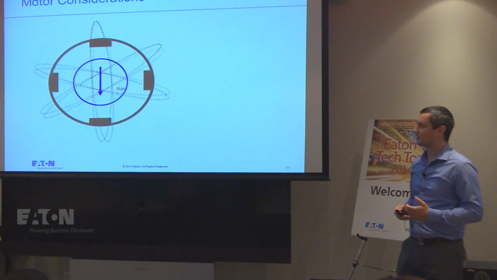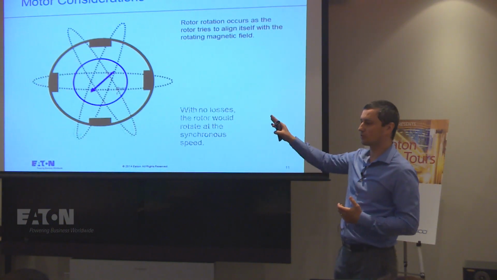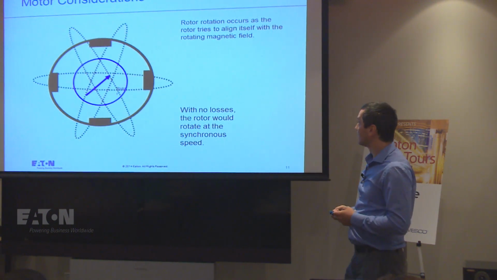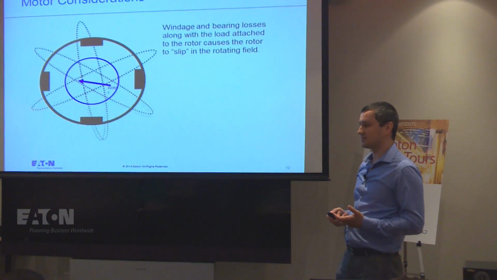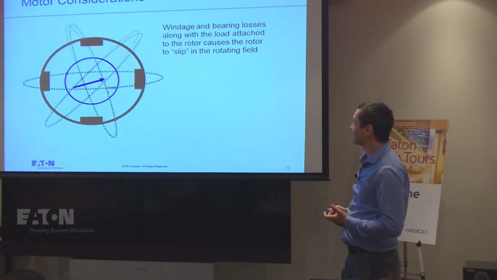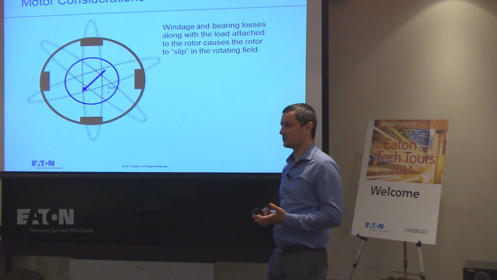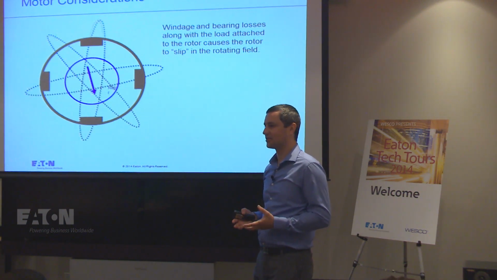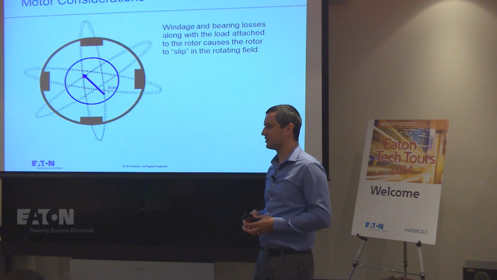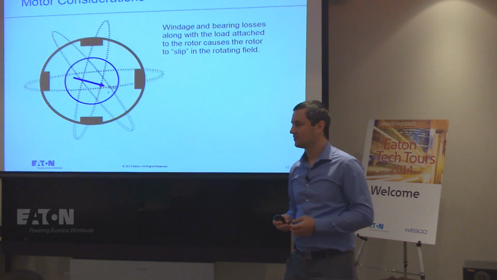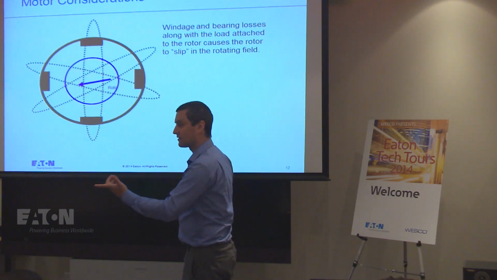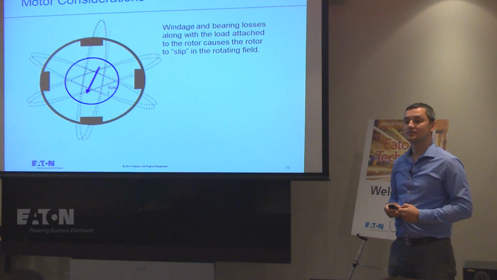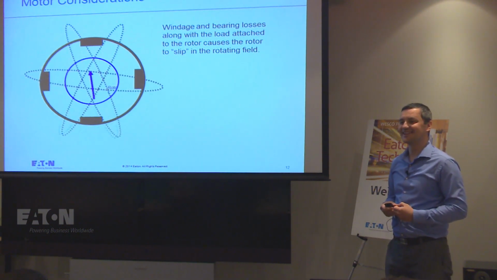Okay, so in an ideal situation, your rotor will rotate at the same speed as the magnetic field created, okay? But we have some losses, okay? Who do you think is causing those losses in the motor? Why is it not rotating at the same speed as the field? What's that? Okay, you have some losses in the windage, right? Come on, don't be shy.